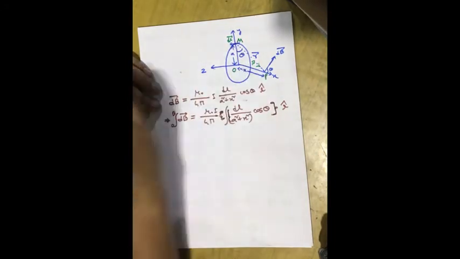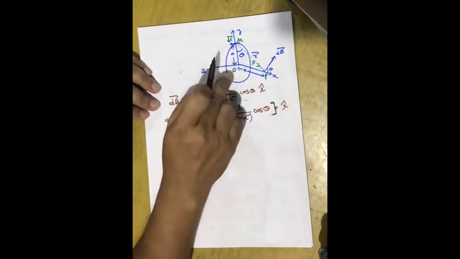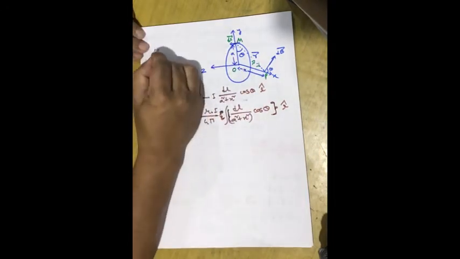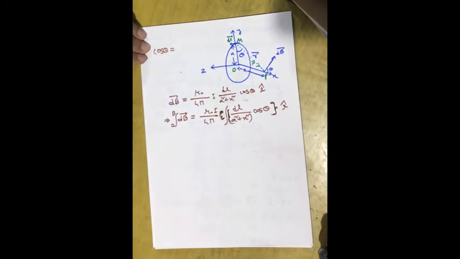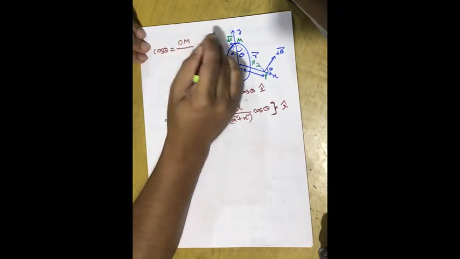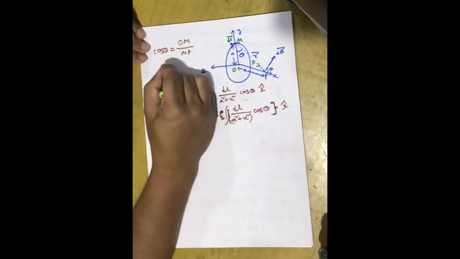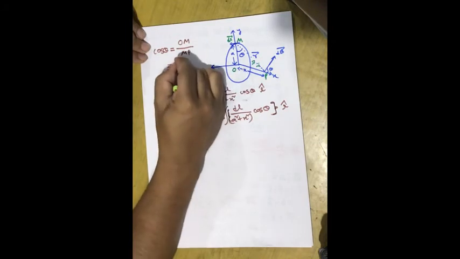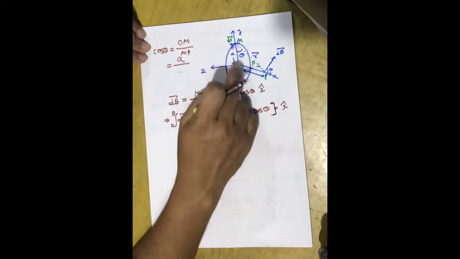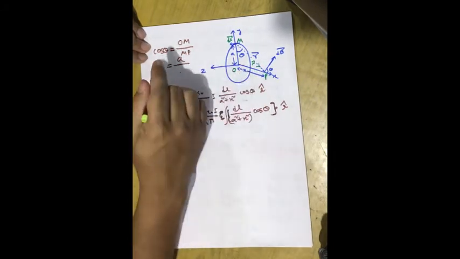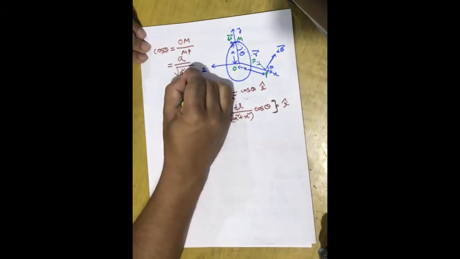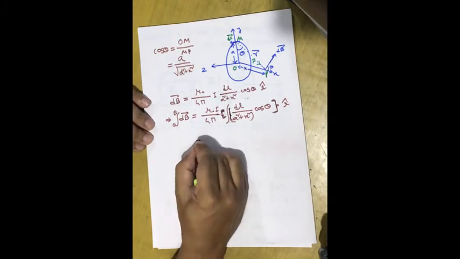Now from the figure, consider the triangle OMP. OP is perpendicular, OM is base. Therefore cos theta is equal to how much? Cos theta will be OM divided by MP. What is the value of OM? OM is nothing but a. And MP? This is a right angle triangle, so r square will be equal to a square plus x square. Therefore MP will be root of a square plus x square. So we'll put this value here.